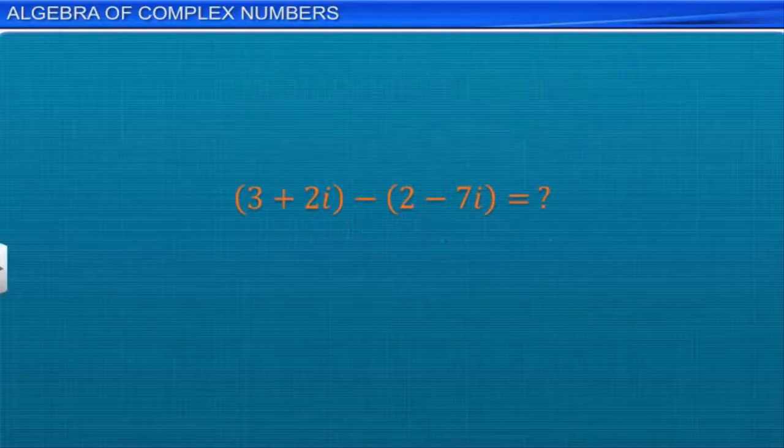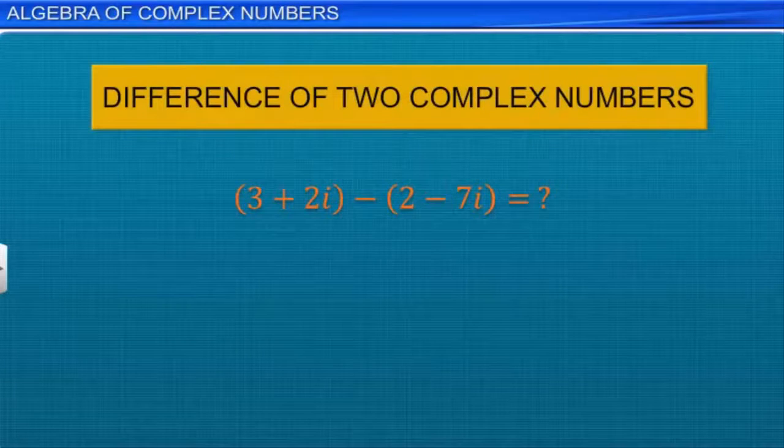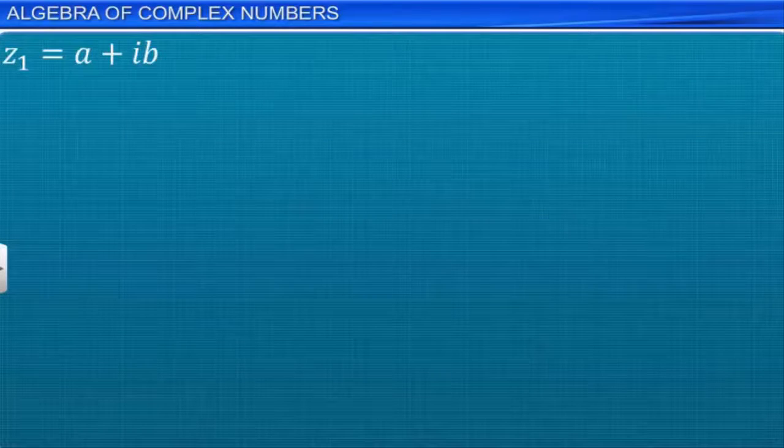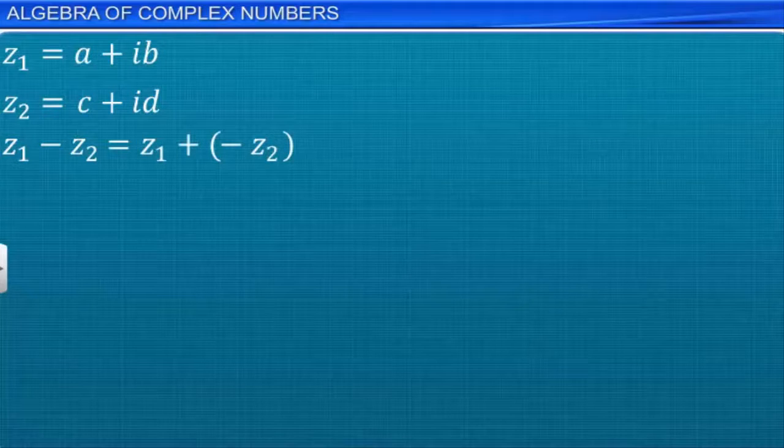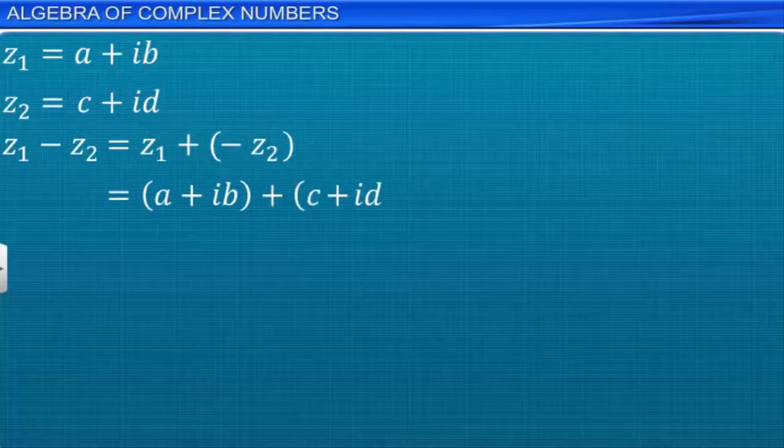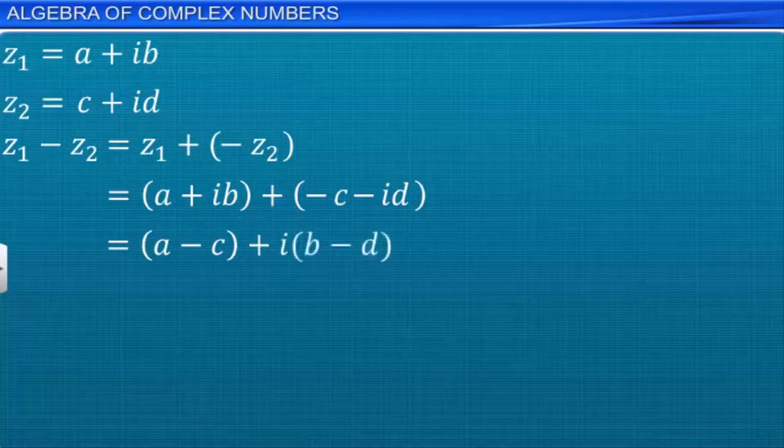Next, we'll find the difference of two complex numbers. Consider two complex numbers, z1 and z2. To subtract z2 from z1, first find the additive inverse of z2 and then add it to z1. This is the difference of the two complex numbers.